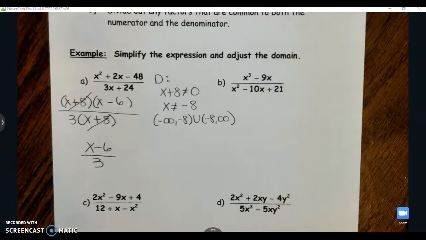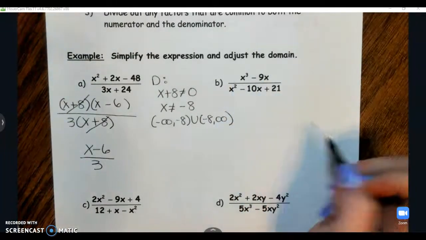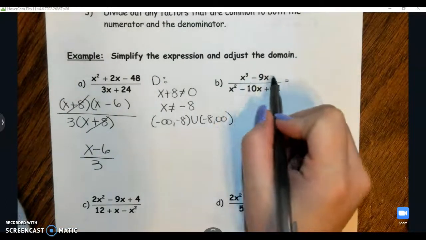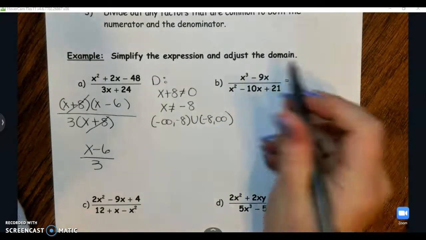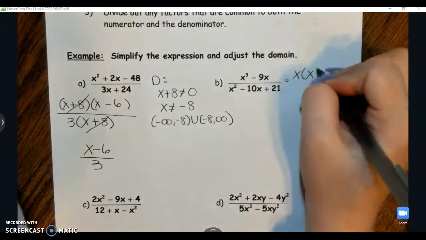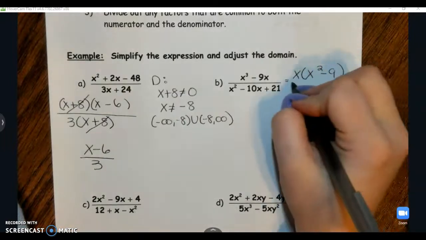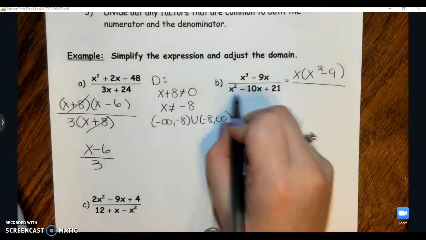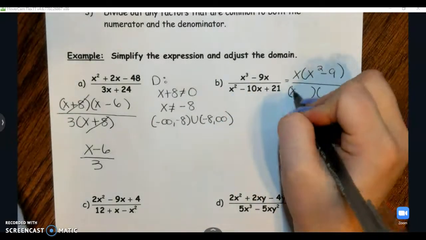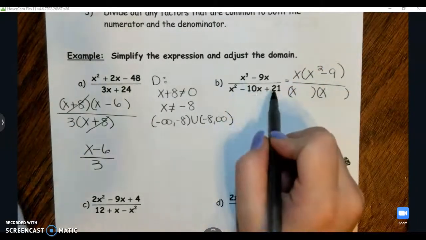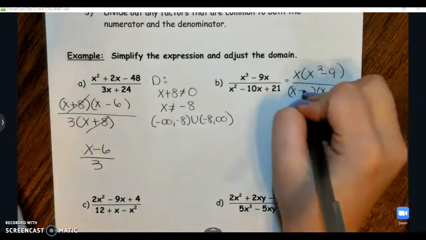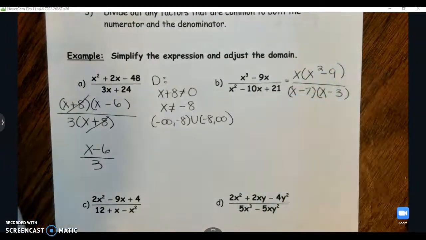All right, let's practice some more on B. Let's factor our numerator and denominator. In our numerator, I have a binomial, which means I'm looking for a GCF, and that is x. So if I take out x, that leaves us with x squared minus 9. And in my denominator, I have a trinomial, so we'll factor with our double parentheses. Leading coefficient is 1, so I'm looking for factors of positive 21 that add to negative 10, and that's going to be negative 7 and negative 3.